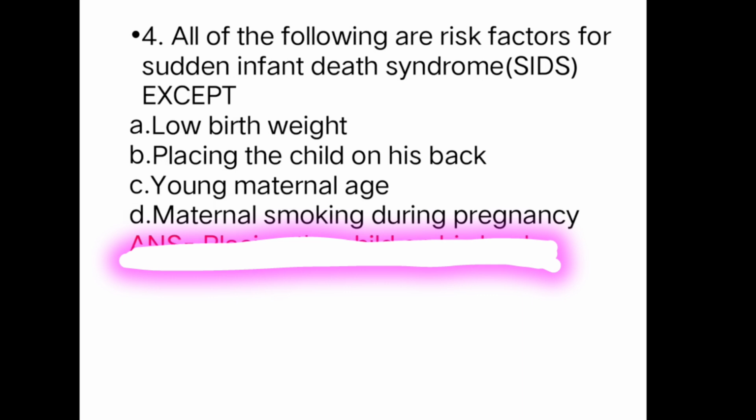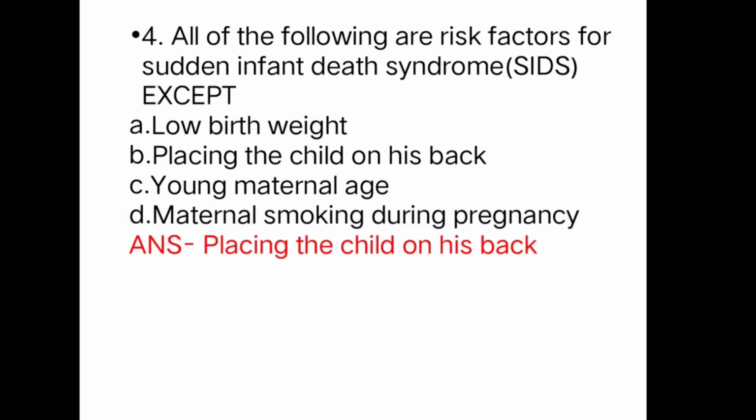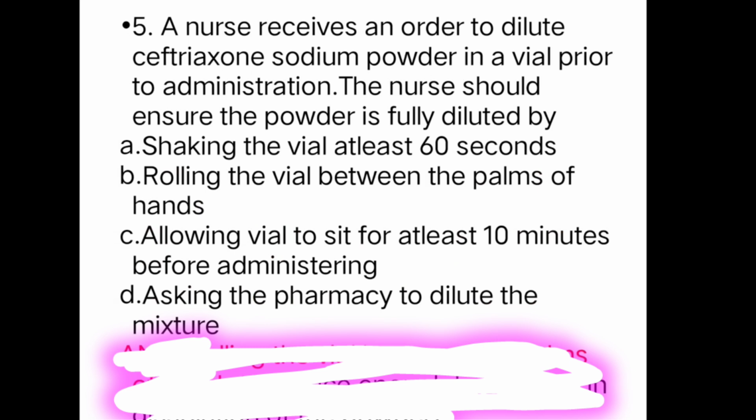But whereas option B, placing the child on his back, is not a risk factor of sudden infant death syndrome. Why? Because according to the American Academy of Pediatrics, we have to place the baby on the back only. When we place the baby on the abdomen or side lying, it will cause the risk of sudden infant death syndrome. So we have to place the baby only on the back, that is, in a supine position, to sleep.